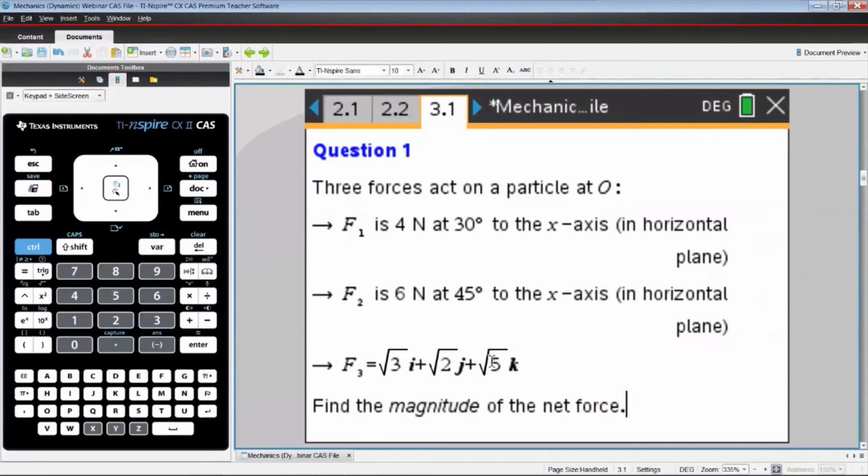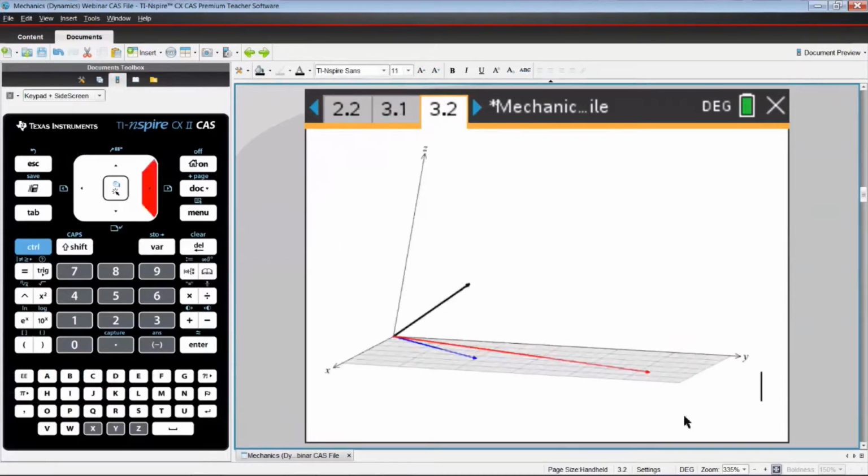We have F1, F2, and F3. Our job is to figure out the magnitude of the net force. So what I'd like to do first is visualize all three forces. This is a three-dimensional axis with a grid that is only in the XY plane, and the blue and red vectors, which are F1 and F2 respectively, are in the horizontal plane. Then you have this black-colored vector, which is in three-dimensional space, so it's got a k component as well. We've got a particle located at the origin, and these three forces are acting on that particle simultaneously. Our job is to find the magnitude of the net force that acts on this particle.